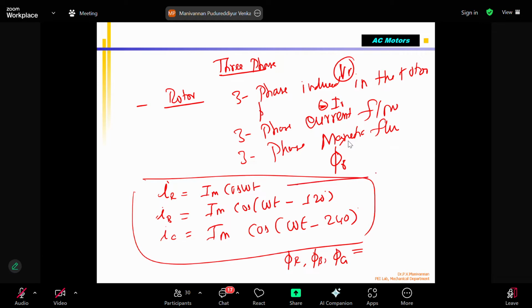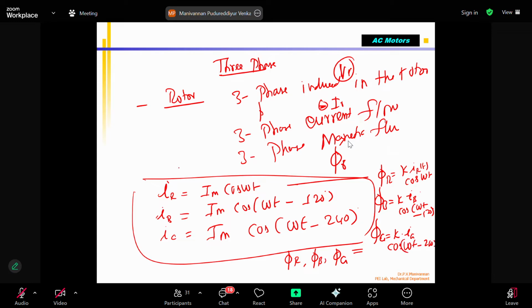You can say that the magnetic flux phi R is K into IR into cos omega T. Phi B is going to be K, which is called the magnetic constant, into IB into cos (omega T minus 120 degrees). Similarly, phi G is going to be K into IG into cos (omega T minus 240). The phase shift is going to be there.